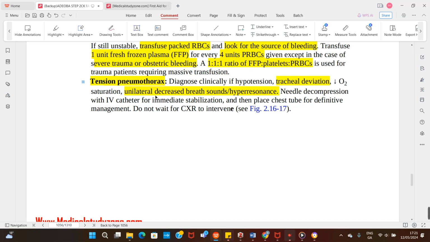And because of the increase in intrathoracic pressure around that area, it's going to compress the mediastinal structures, intrathoracic structures like the IVC, the SVC. They are going to be kinked, and there's going to be reduced preload to the heart, causing hypotension. So that's why you get an obstructive shock. They are hypotensive, they have tracheal deviation, there's reduced oxygen saturation. Of course, it's more like only one lung is working, right? And there is unilateral decrease in breath sound and hyperresonance.